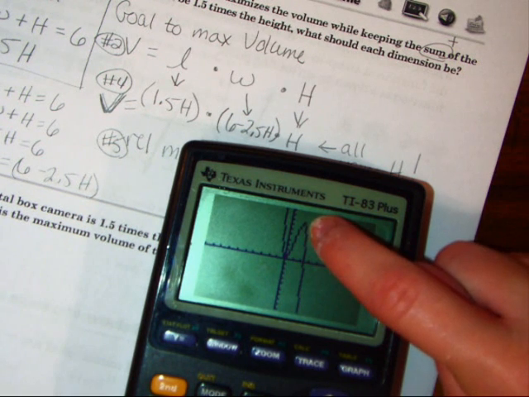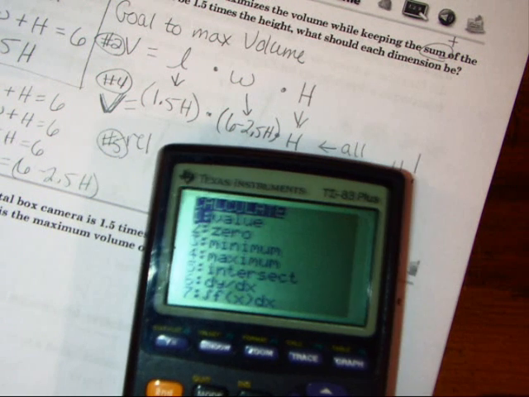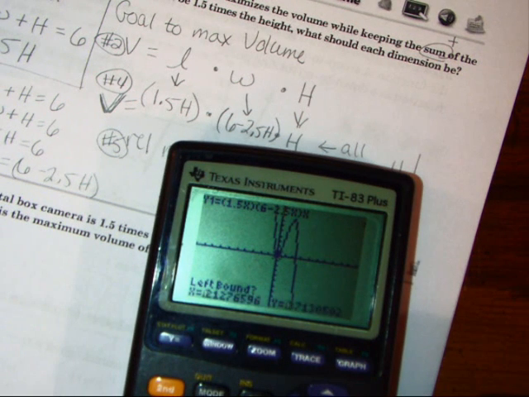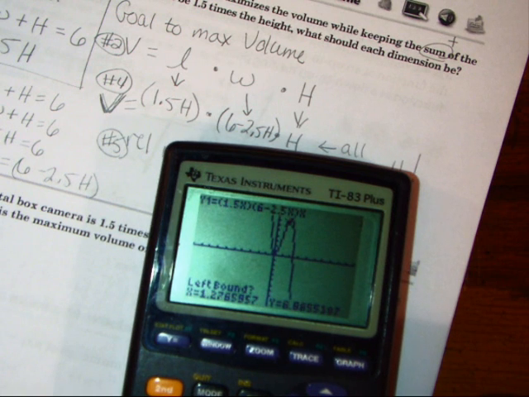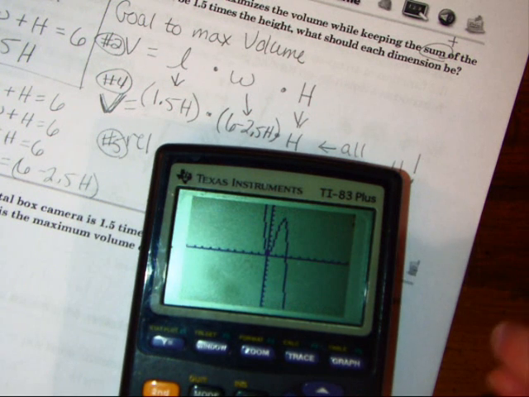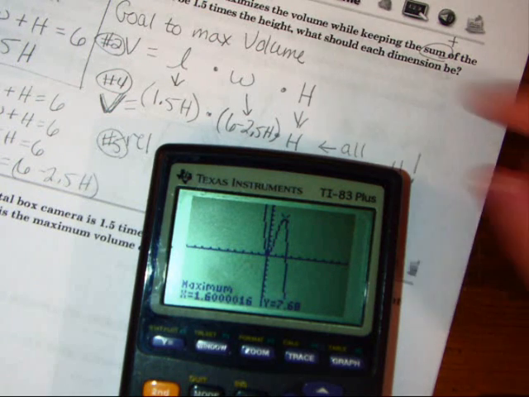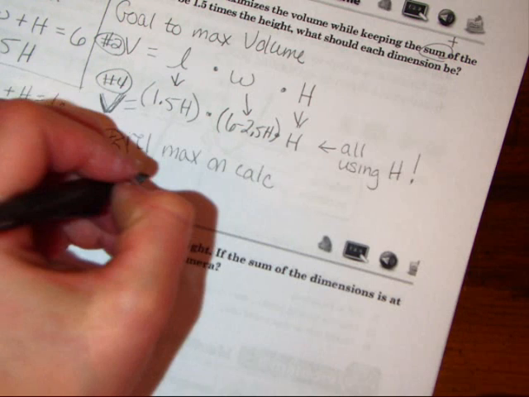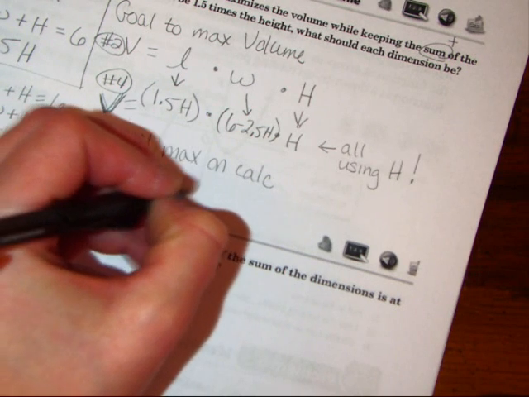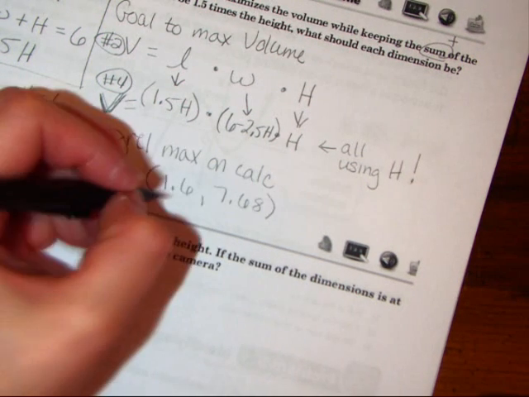You can see that your maximum is right here. Can you see that arc? Let's find what that value is. We need the maximum, number 4. Let's go to the left of it and hit enter. Go to the right of it, hit enter, and take a guess and hit enter. There we go. We have our maximum at 1.6 and 7.68. Our maximum occurs at 1.6, 7.68. Now you might wonder, what the heck does that mean?